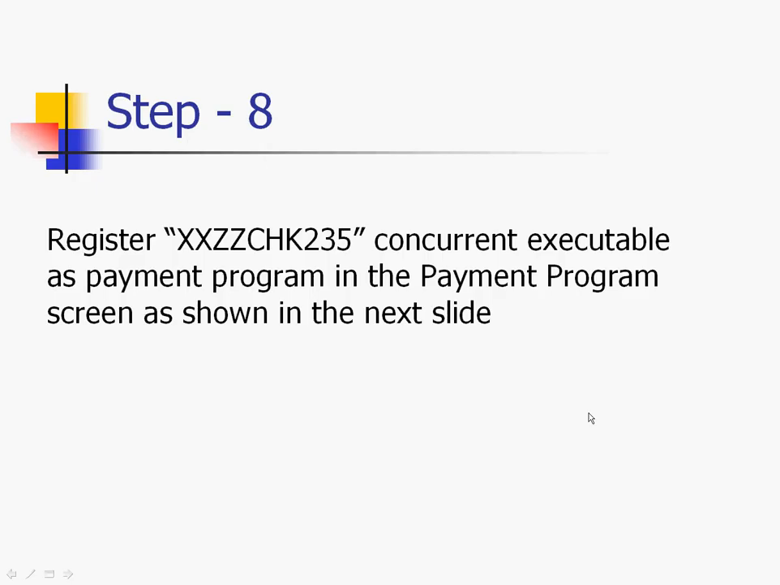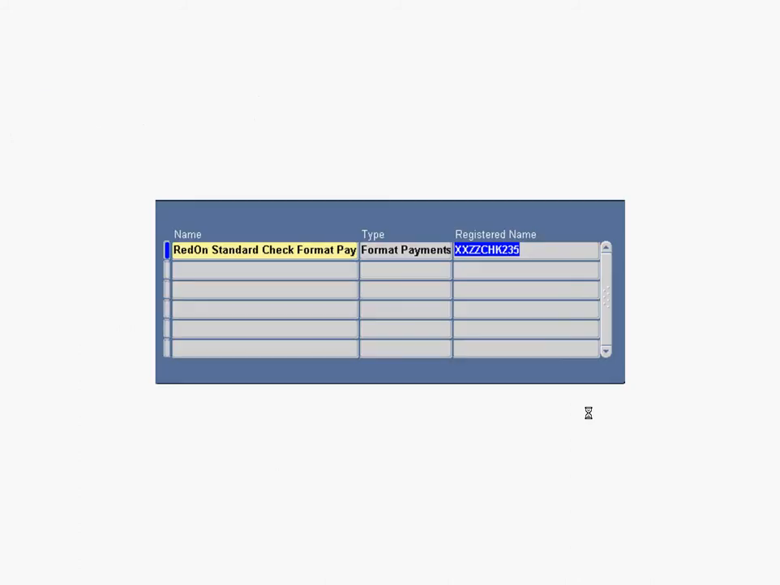Next, now you need to run the payment program. Basically register the content program as a payment program in the payment program screen, which we'll be seeing in the next slide. Basically that will be used by the payment process manager to invoke the second program. This is where you register the executable.